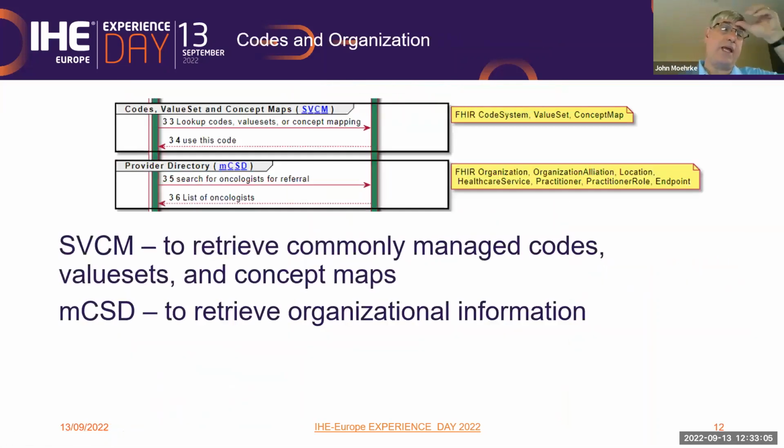So we now have the data. We can imagine we're treating the patient and we're needing to either look up codes or we're going to create a new document. So we need to find a value within a value set, maybe do some concept map. So SVCM is there to support that. Provider directory, we're going to look up oncologists within a particular region. The mCSD supports those kinds of searches. So again, we just reuse what we have available.